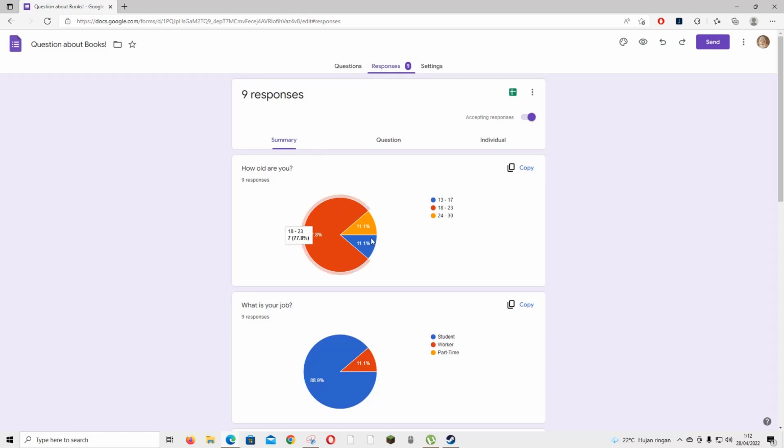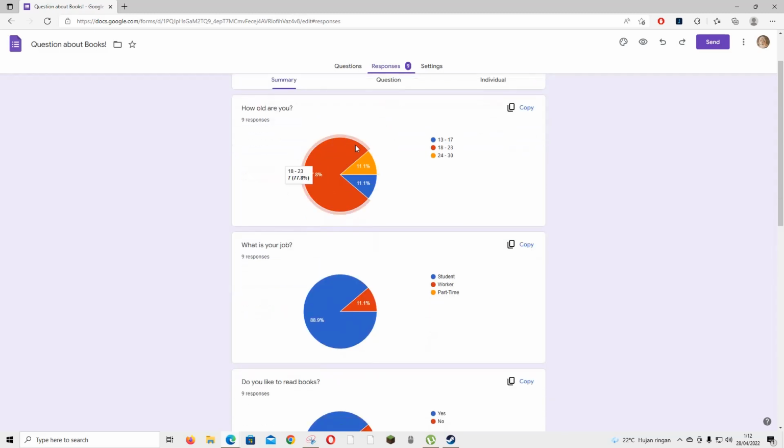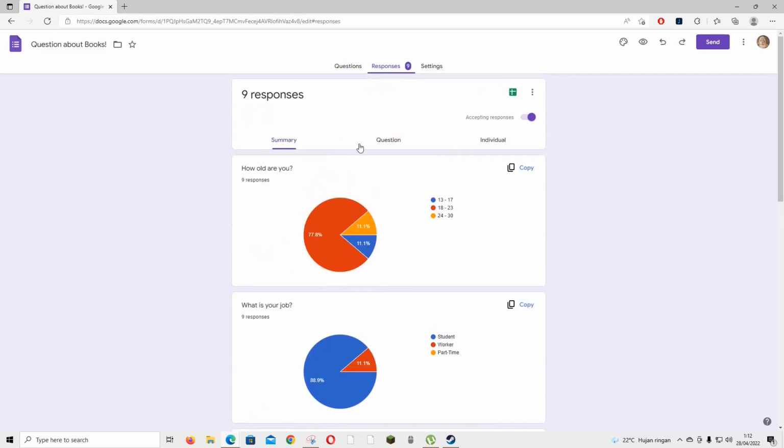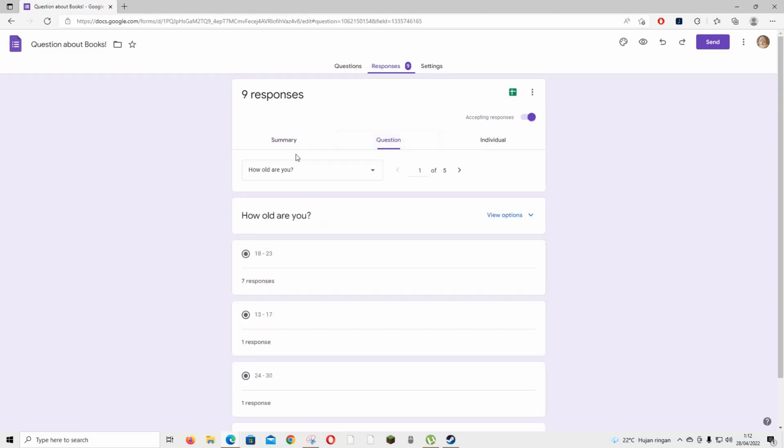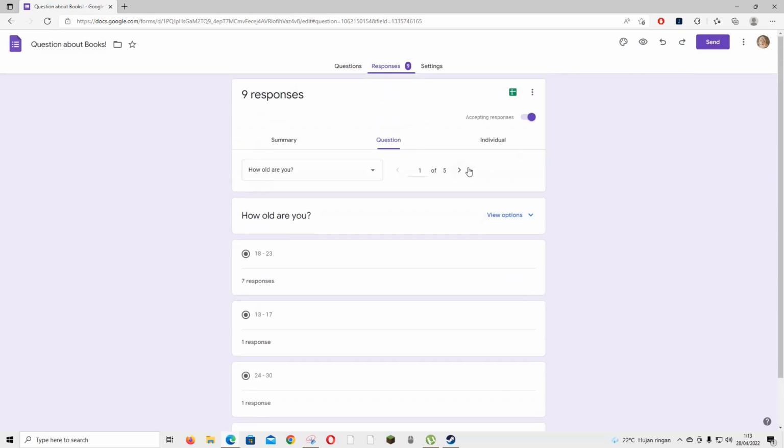As you can see, there's like a summary of it, for instance, like how many percent said this and that. You can also go to question to see like the individual questions. For instance, I asked like how old are you, and there's 7 responses that are 18 to 23, one response that's 13 to 17, and also one response 24 to 30 years old.